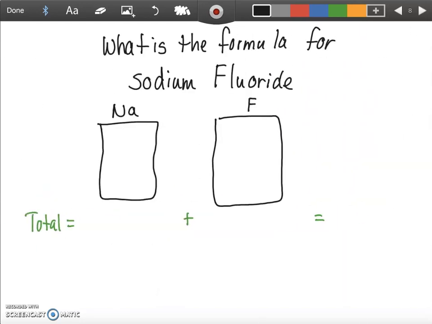Let's take a look at another example. Go ahead and work on this one alone, pause the video, and then come back when you're ready. Okay, what is the formula for sodium fluoride?